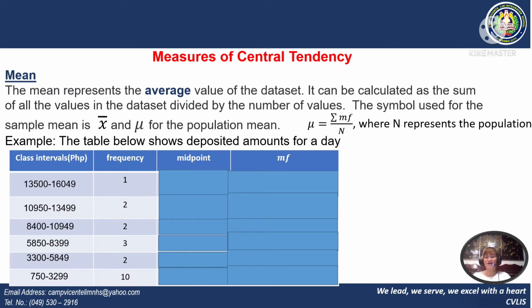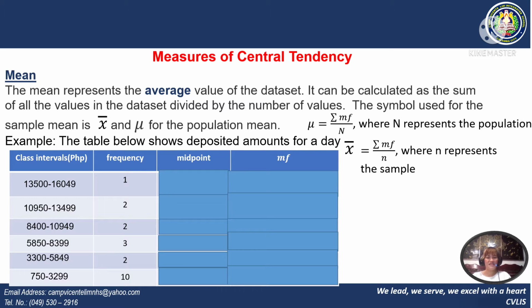So we have the formula for the group data, the summation of the product between the midpoint and the frequency divided by n, where n represents the population. Okay, so we have here an example. The table below shows deposited amounts for ID. So the table contains class intervals, frequencies, midpoints, and the product between the midpoints and the frequencies.